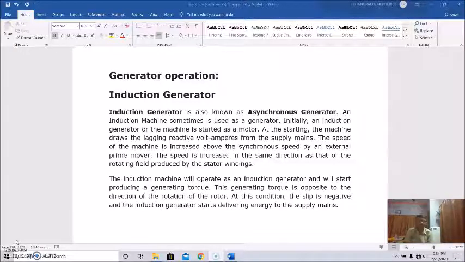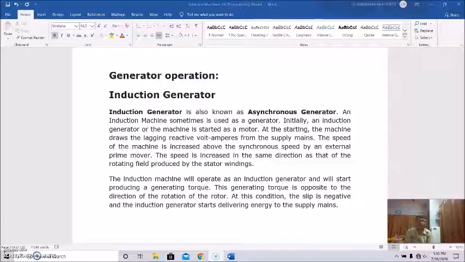In the last class of Electrical Machine 2, we discussed the braking of induction motor, and previously we discussed different methods of speed control of induction motor. Today we'll discuss generator operation, that is, how an induction motor can be operated as an induction generator. The induction generator is also known as an asynchronous generator, and an induction machine is sometimes used as a generator.